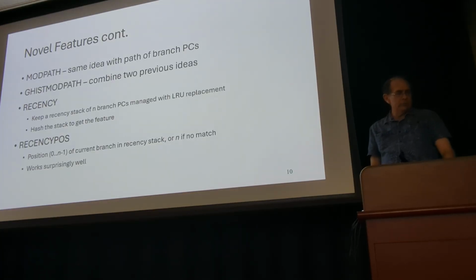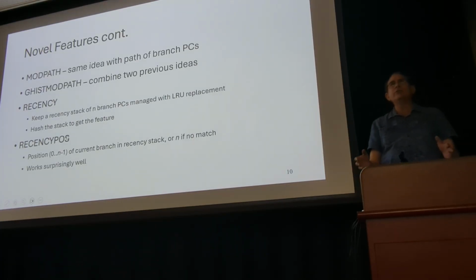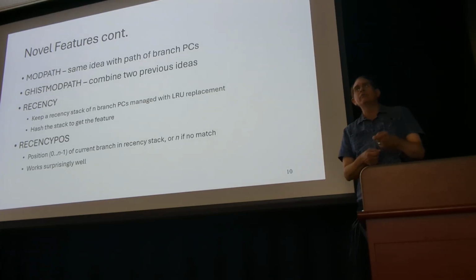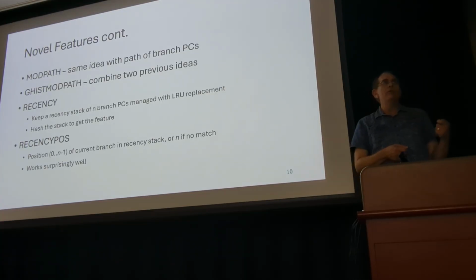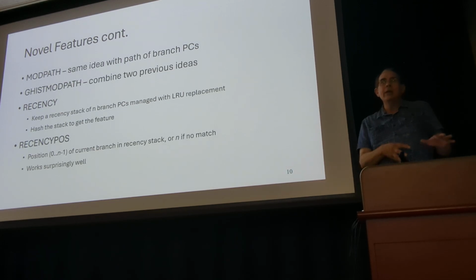Other stuff, a similar idea for PAT. I'm trying to speed through this so we don't go over time. And I already talked about this a million times in other forums. Recency position is one of my favorites. The idea is you keep a recency stack of recent branch PCs, and then when you want to predict a branch, you look up the position of this branch you want to know the prediction for in this recency stack that's managed by LRU. That position is used as a feature to index into a table. And that turns out to have a nice correlation with the branch outcome. So we use that and get a little boost.